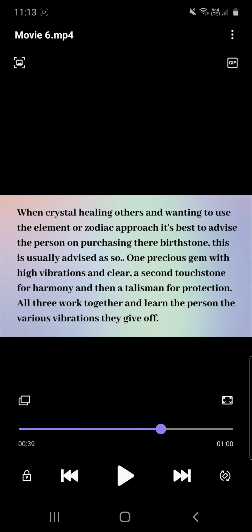The second you would advise would be a touchstone for harmony and peace. Now, the third one would be a talisman for protection. And the thing is, think about it, all those three are going to work together. You've got your high vibration precious gem, which is obviously going to uplift, raise the vibrations, purify, cleanse. Then you've got the touchstone for your harmony and your peace. And then your talisman that's going to protect on all levels. And then your zodiac, which is going to connect you with all the elements and also balance out the stones.